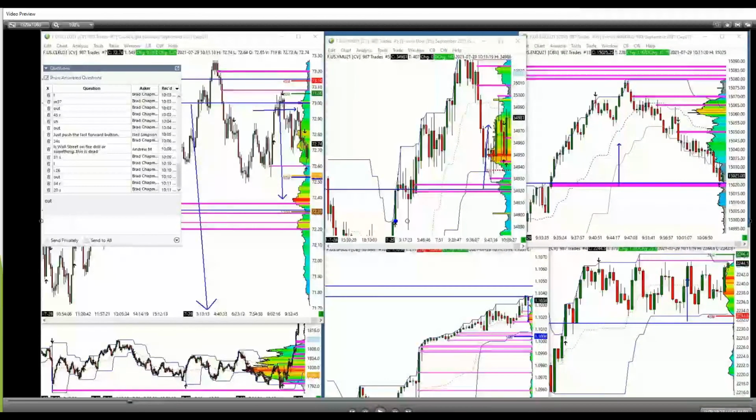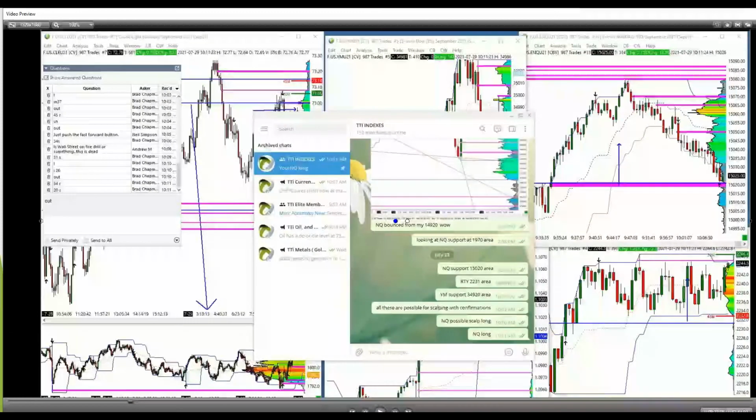I called it long. I called it long verbally in the room, and I typed it too. Look at this, Nasdaq long, and students know this. The stop loss is below this magenta line. So 2020 area, 2022 area is your long. Your stop loss is below it, about 19 or so.